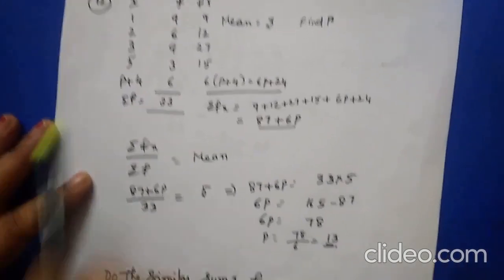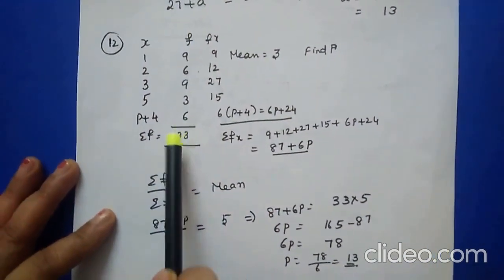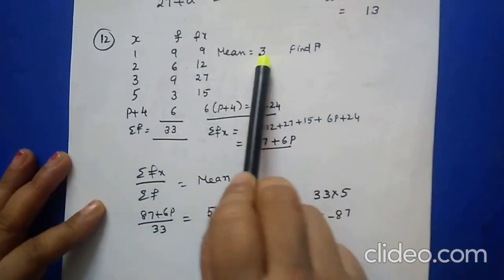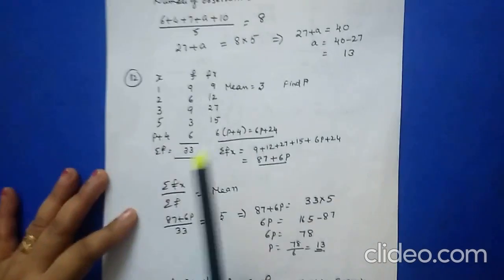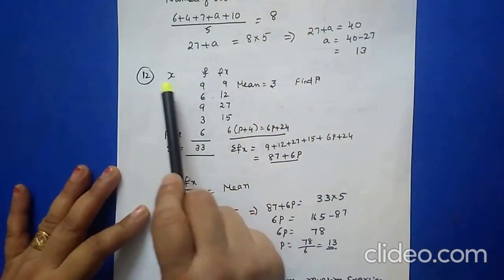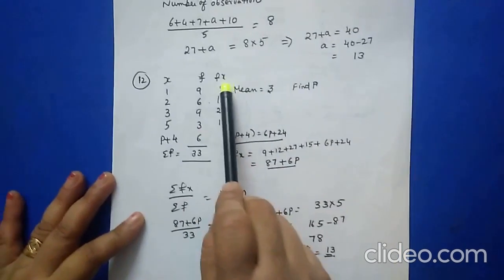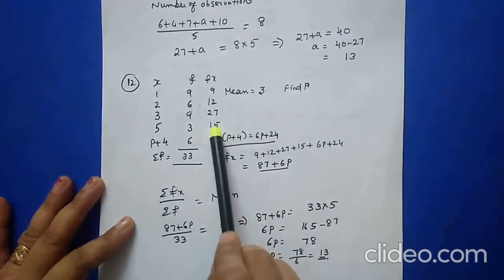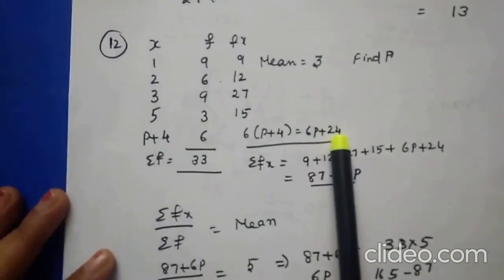Next, question number 12 from the same exercise. The x is given, that is the observation, the frequencies are given, the mean is given, and you have to find the value of the unknown. This is the raw data, this is the tabulated form. Now you have to find fx. x is given, f is given, find fx. So you are getting fx: 9, 12, 27, 15, 6 into p plus 4 is equal to 6p plus 24.